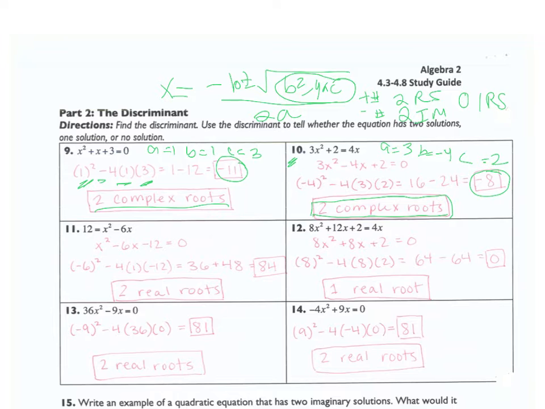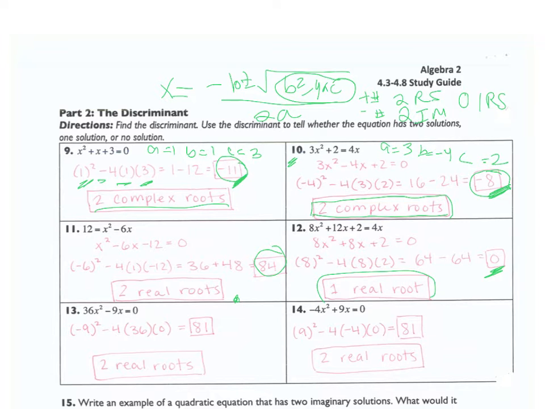For number 11, get everything on one side. You get 84, so you have 2 real roots. And sorry, for number 9, I think I might have said the wrong thing. For number 9 and 10, your discriminants are both negative, so you have 2 complex, or in other words, imaginary roots or answers, solutions. Number 12, your discriminant is 0, so it's 1 real root.